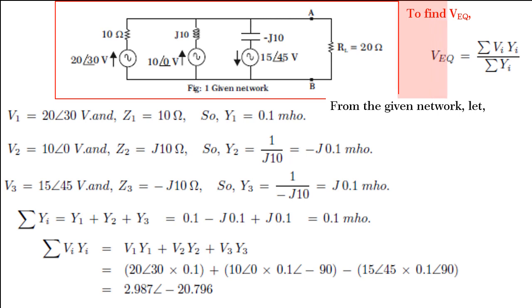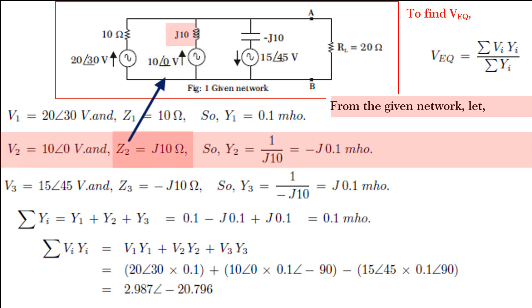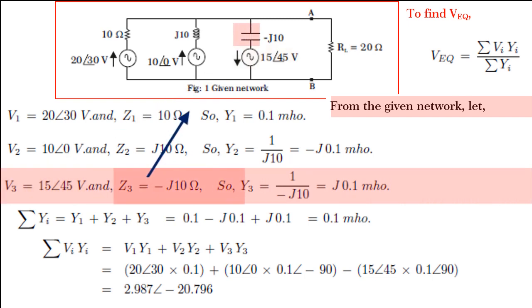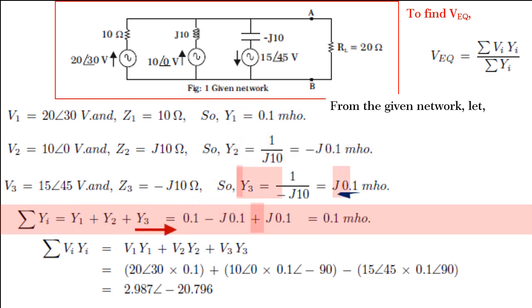To find V equivalent, we know that V equivalent is equal to summation of Vi Yi divided by summation of Yi. From the given network, we find V1 is equal to 20 angle 30 volts, Z1 is equal to 10 ohm, so Y1 is equal to 0.1 mho. V2 is equal to 10 angle 0 volts, Z2 is equal to j10 ohm, so Y2 is equal to minus j0.1 mho, and V3 is equal to 15 angle 45 volts, Z3 is equal to minus j10 ohm, so Y3 is equal to j0.1 mho. Hence, summation of Yi is equal to Y1 plus Y2 plus Y3. By substituting the values, we get summation of Yi is equal to 0.1 mho.